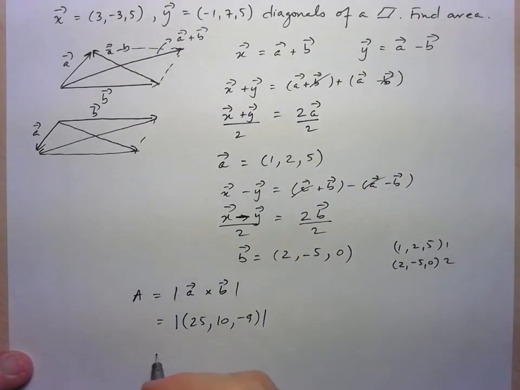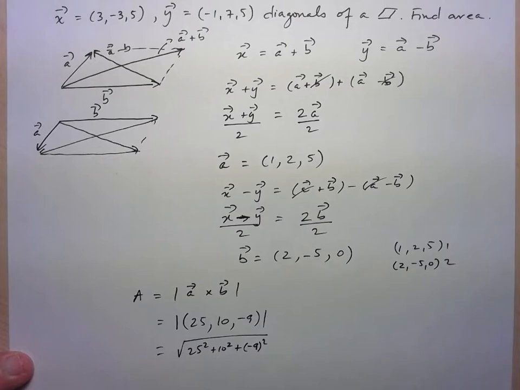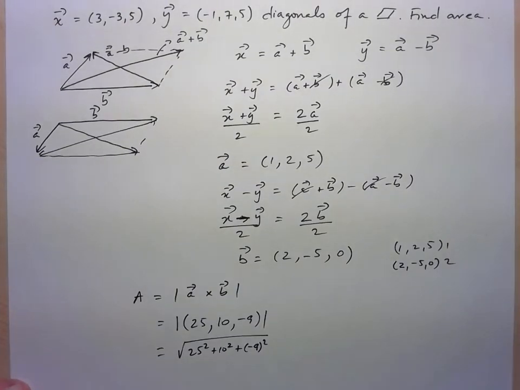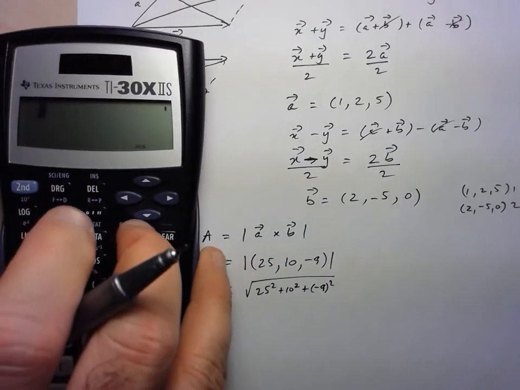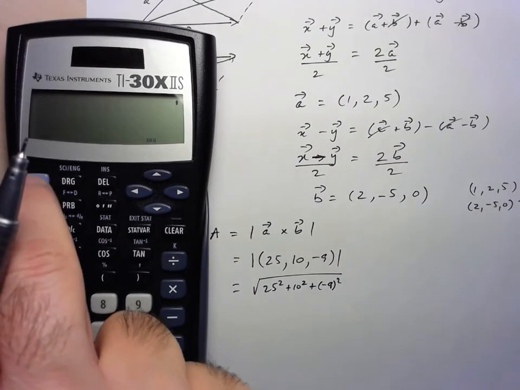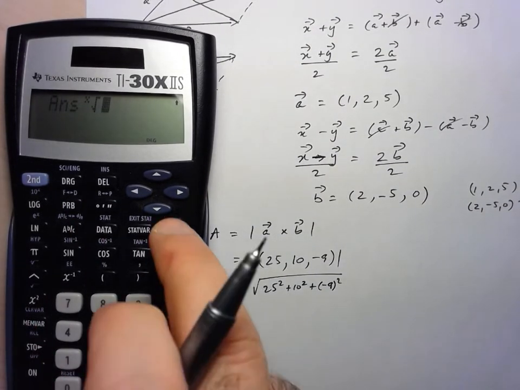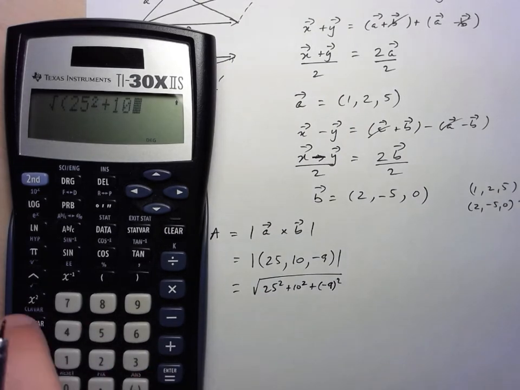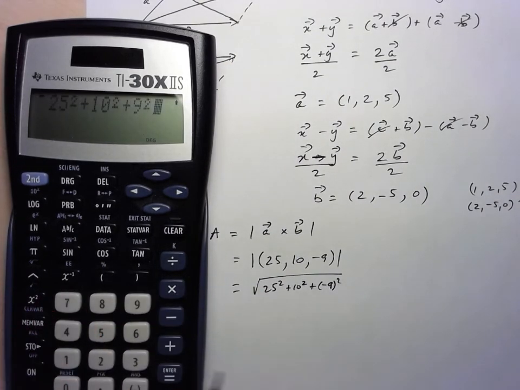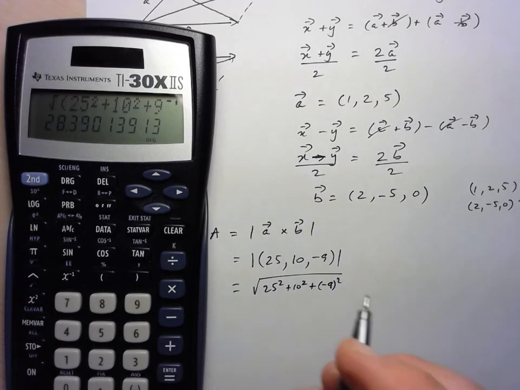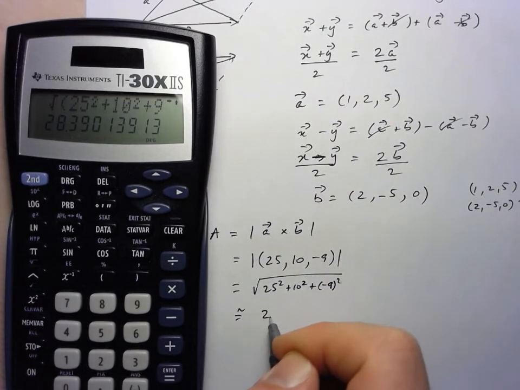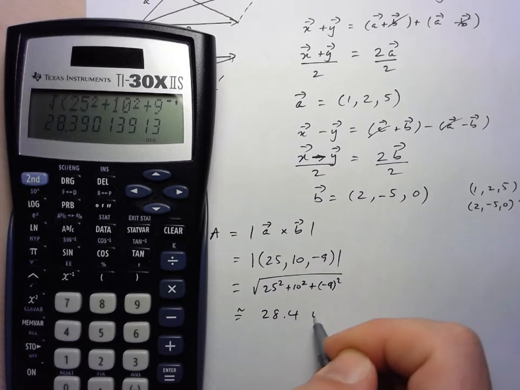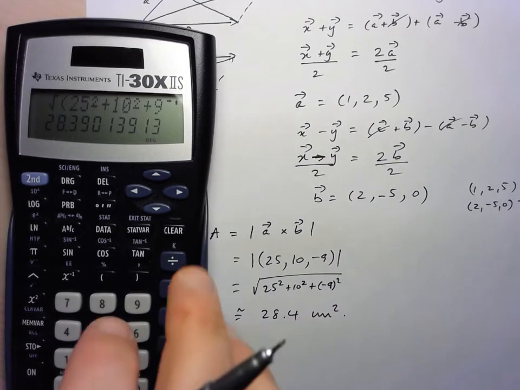And so here that's just going to be the square root of 25 squared plus 10 squared plus negative 9 squared. So let's get the calculator to estimate that. And what do we have? Square root of 25 squared plus 10 squared plus 9 squared, and about 28.4 units squared, since it's area.